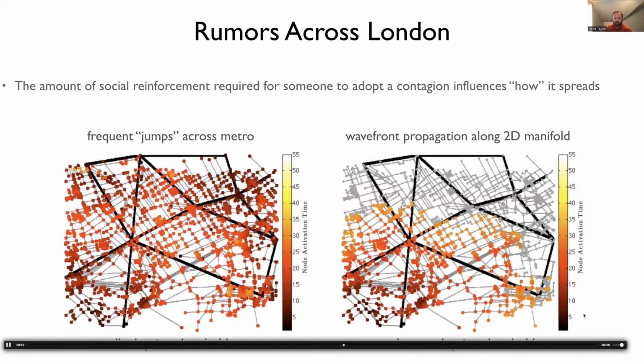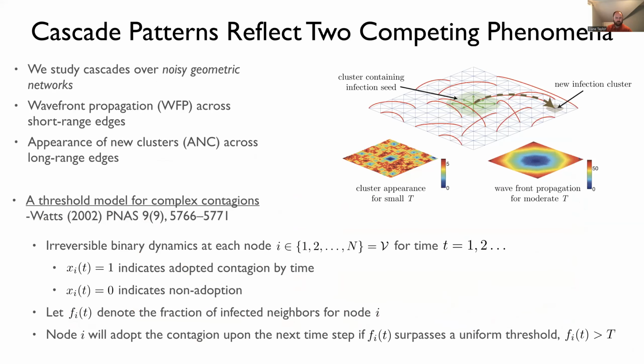So we're going to study this phenomenon. So we have these competing properties. The spread can jump along a long range edge to make a new cluster, or just a wavefront can propagate locally. And you can see there's different spatial patterns.